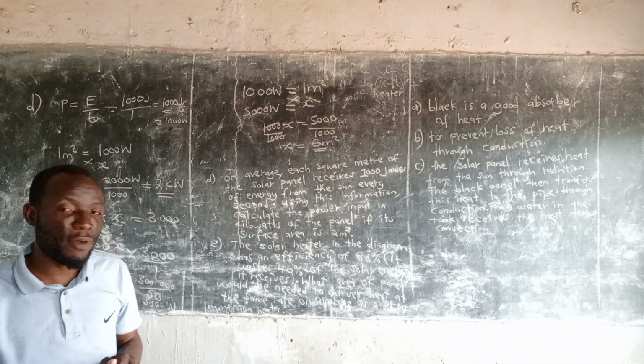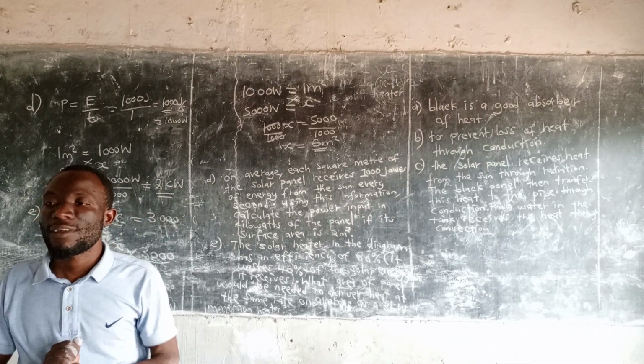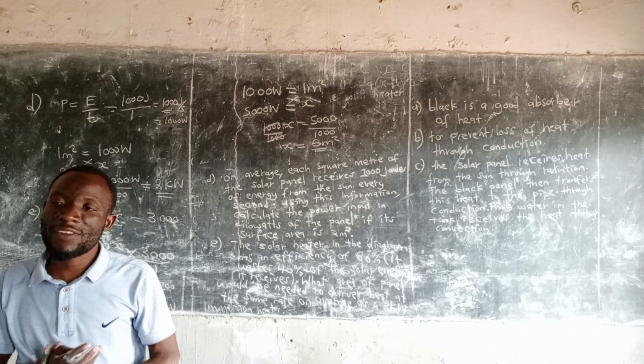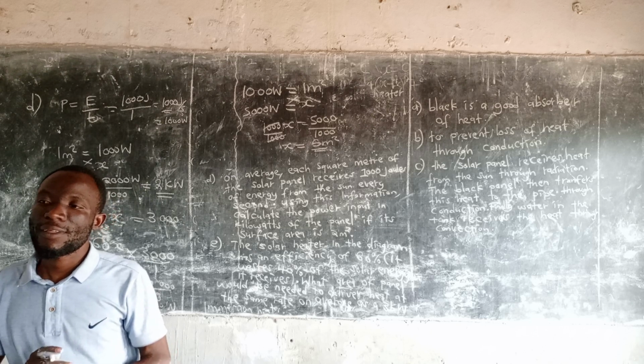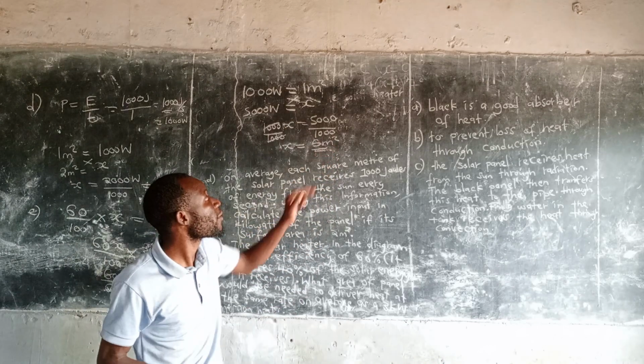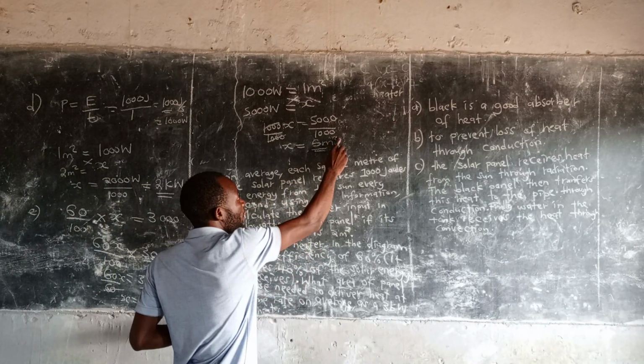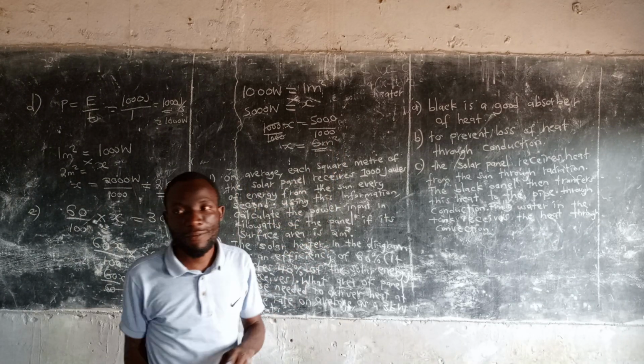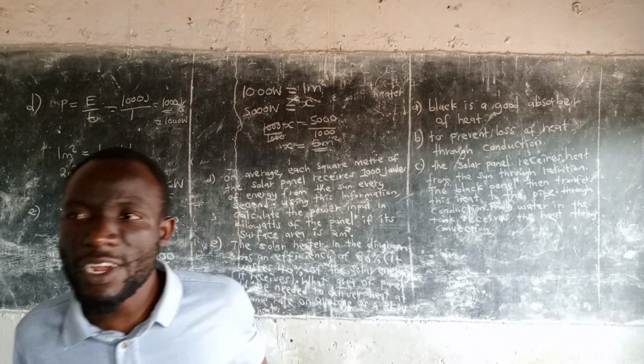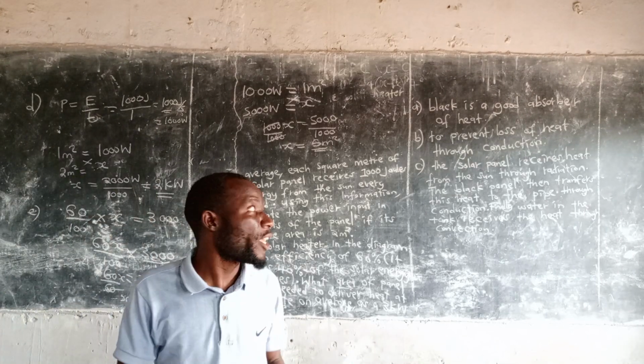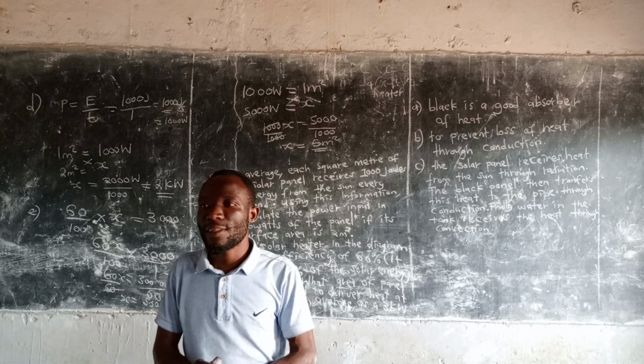Area is measured in meters squared. They can give you some marks. This carried about 3 marks, so they can give you at least maybe 2 marks.